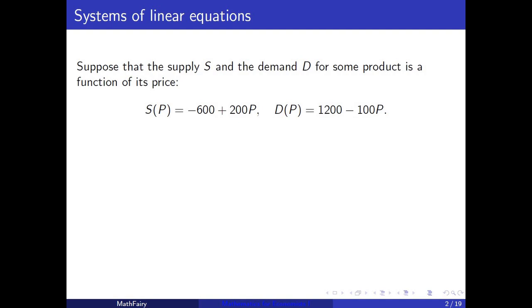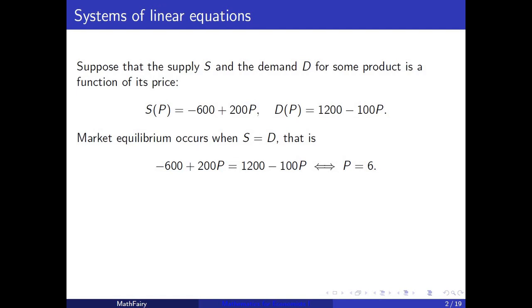To find the equilibrium price and the equilibrium quantity, we need to solve the equation supply equals demand. For example, let's suppose that we have a supply and demand function of a product given by these two equations. Market equilibrium would occur where the supply is equal to the demand, that is, negative 600 plus 200p equals 1200 minus 100p. Solving this linear equation gives us that the equilibrium price is p equals 6 units, and plugging this value back into either s of p or d of p would give us the equilibrium quantity.